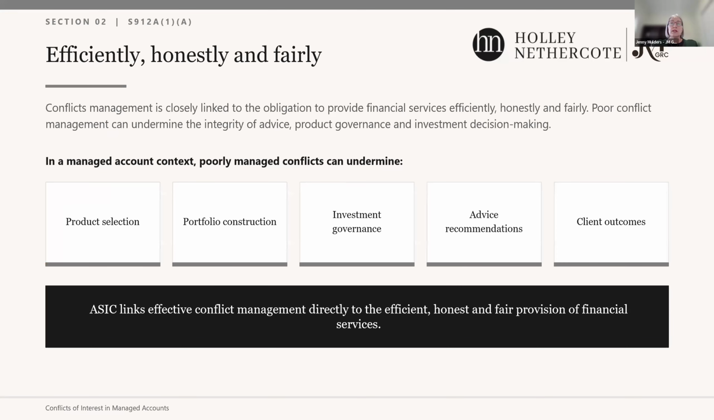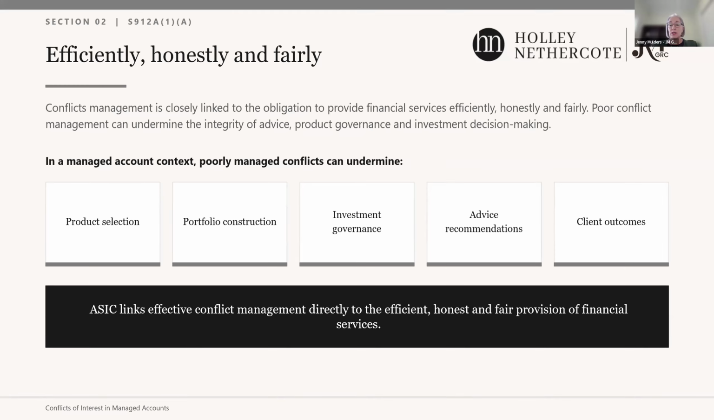So I think there's a big link in here, and Jessie and I talked about this, how pretty much everything always comes back to efficiently, honestly, and fairly. So when you're looking at the whole relationship, from the advice that we've talked about, best interest duty, but then when you're actually managing a portfolio of assets for your client, how are you doing that? Are you doing that fairly? Are you being reasonable for the client?